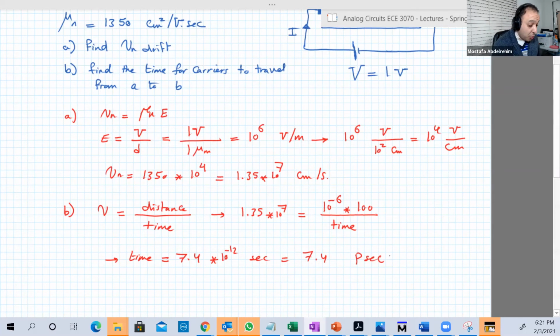Okay, guys. With this introduction, since we now know how to calculate the drift velocity, we are ready to calculate the drift current, our first current that can flow in a semiconductor, which is a current that comes from or is due to the effect of applied voltage.